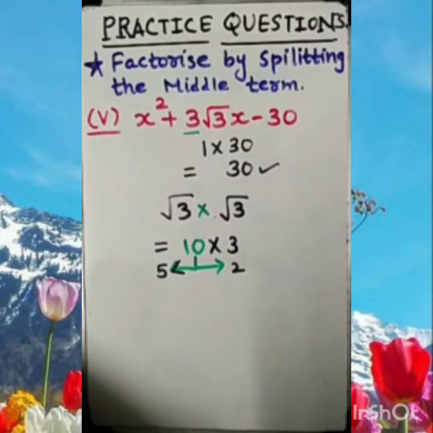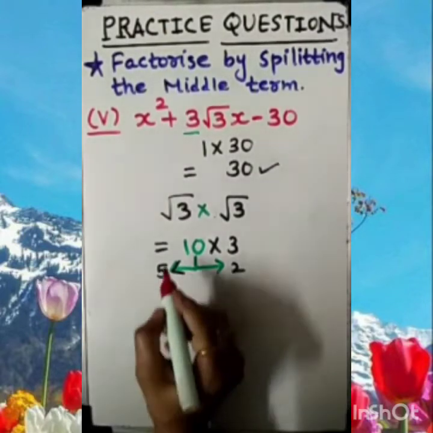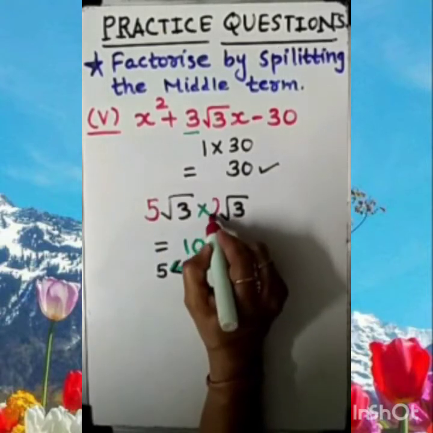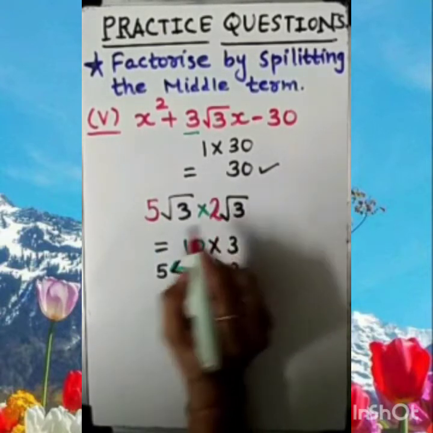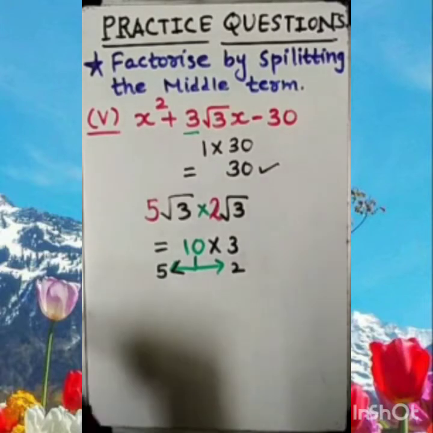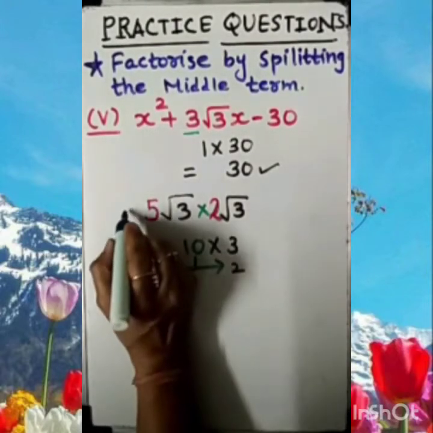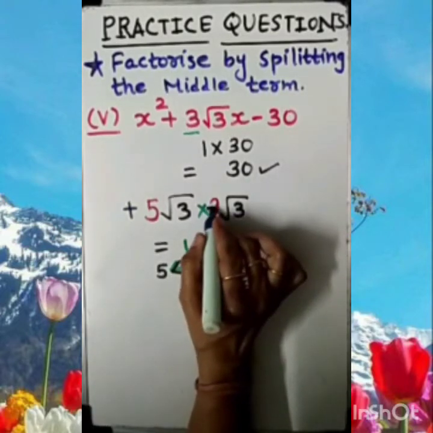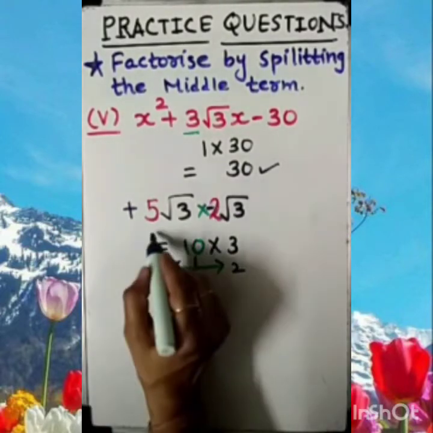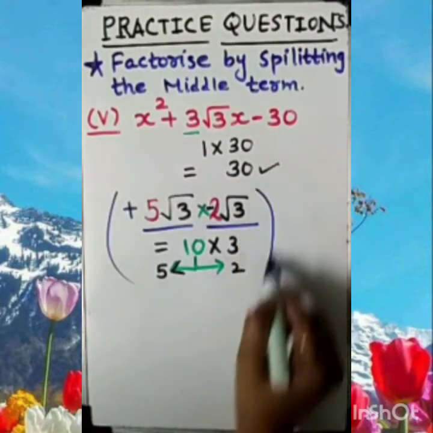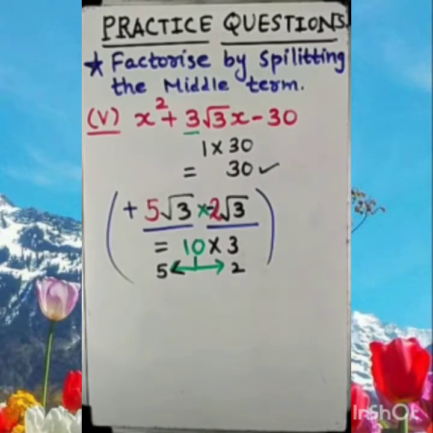So how to decide the sign? In such a case, we need to write 5 root 3 and this is 2 root 3. Fine? 5 root 3, this is 2 root 3. But how to decide the sign? That is also very important. So the sign of this will be positive and the sign of this will be negative. Fine? So the two factors we got are these. This is the calculation which we have to show in a rough column.